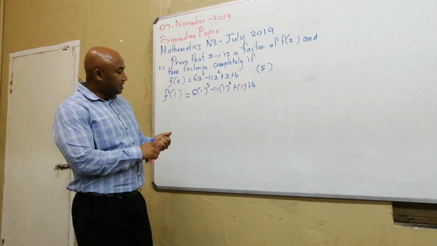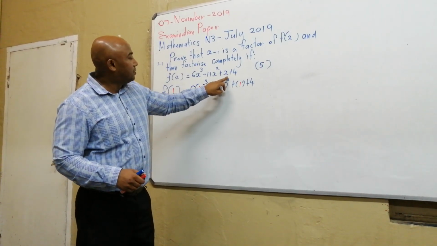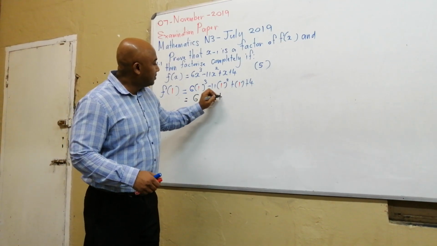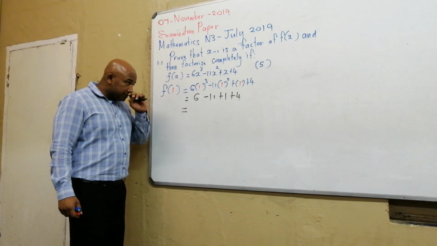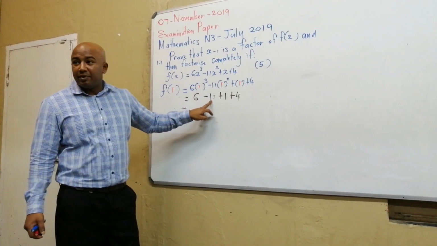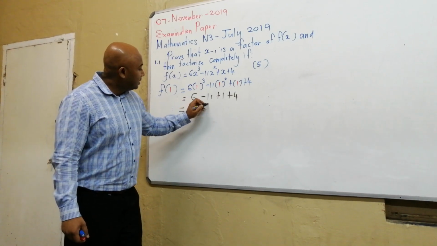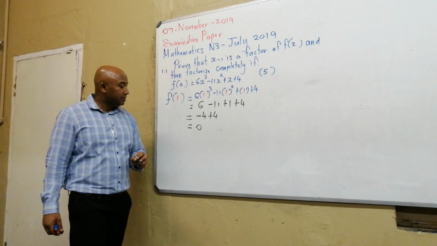Now 1 to the power 3 is 1, times 6, that will be 6. 1 squared is 1, times minus 11, that's minus 11. And then we have plus 1 plus 4. So 6 minus 11 is minus 5, minus 5 plus 1 is minus 4, plus 4, which is equal to 0.